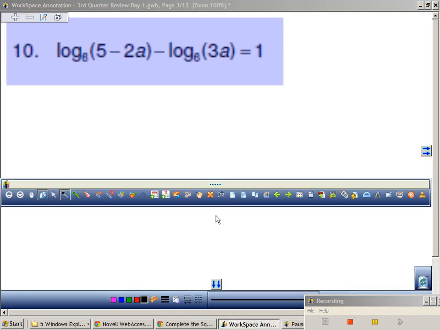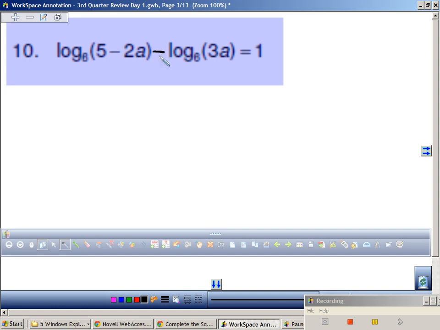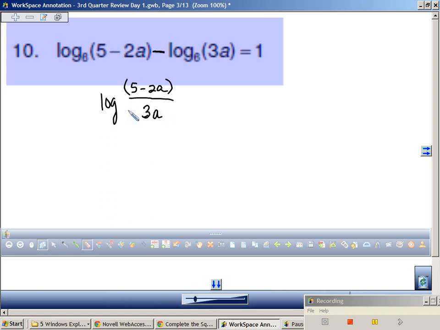Okay, so we're going to do number 10 on the blue. I see a subtraction sign here. What does subtraction mean in logarithms? Divide. So I can say log base 6 of 5 minus 2a, divided by, thank you, 3a equals 1. Okay, I can't use the property of equality because are there logs on each side? No. So what's the only other thing I can do?